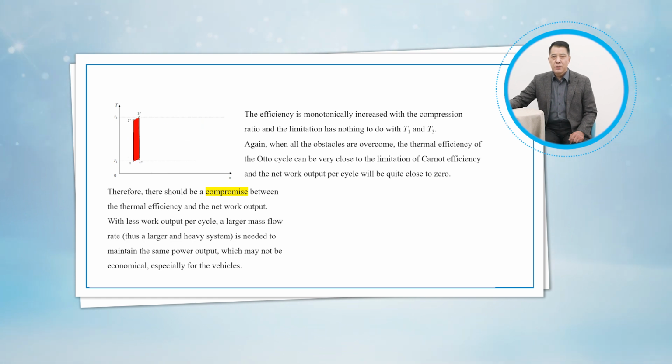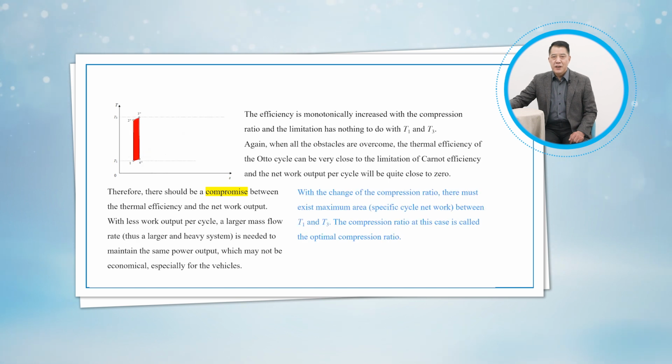With small net work output per cycle, a larger mass flow rate is needed to maintain the same expected power output, which may not be economical, especially for vehicles. With the change of the compression ratio, there must exist a maximum net work between T1 and T3. The compression ratio in this case is called the optimal compression ratio. Firstly, let's talk about the optimal compression ratio.